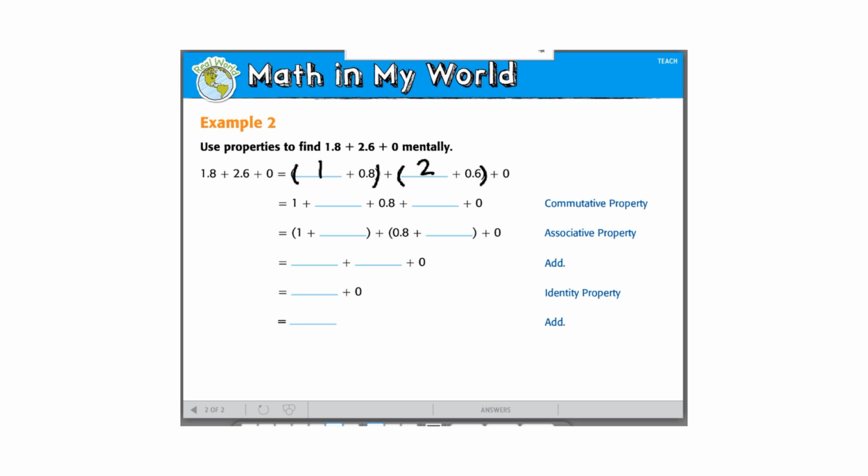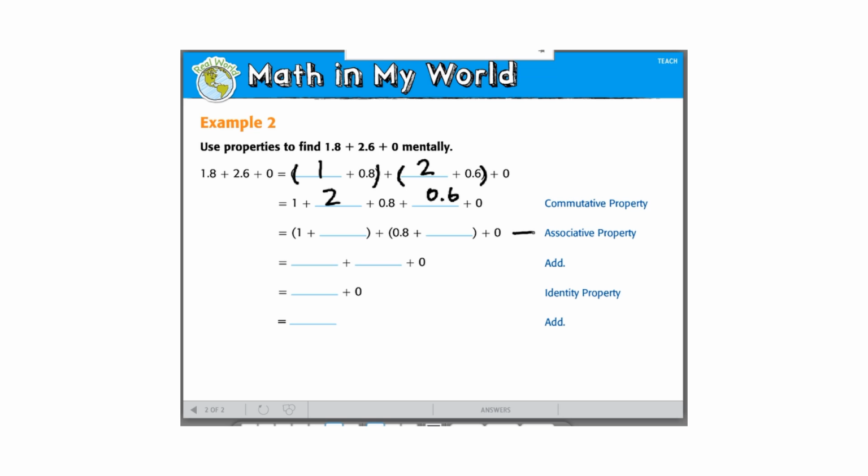We already know that anything added with 0 is going to give you whatever you have. So that's this identity property way down here. So whatever we get, we don't have to worry about the 0. So 1 plus 2, I'm going to reorder. I'm reordering some things here. And then 8/10 plus 6/10. So I'm going to first add up my whole numbers.